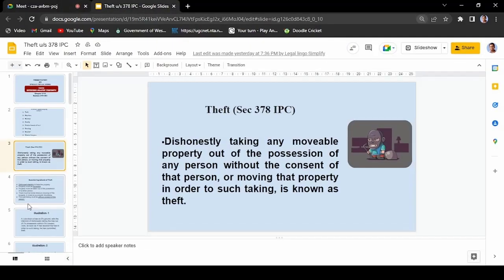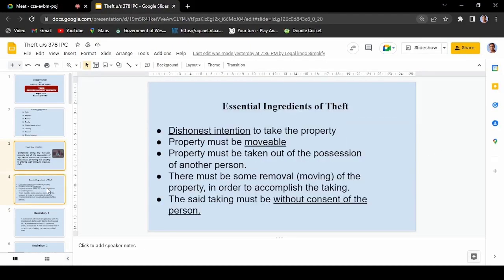So we again come to the PPT. So there are essential ingredients of theft. You people just write down from your copy. There must be a dishonest intention. The property must be movable. The property must be taken away, taken out of the possession of another person. Obviously, it should be. There must be some removal, moving of the property in order to accomplish this taking. The same taking must be without the consent of the person.